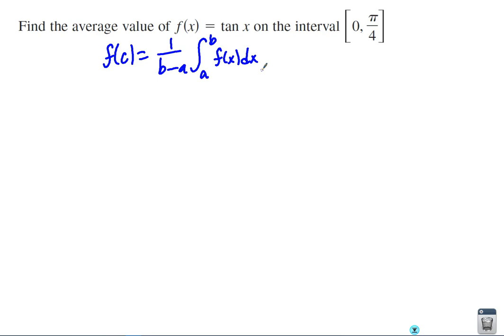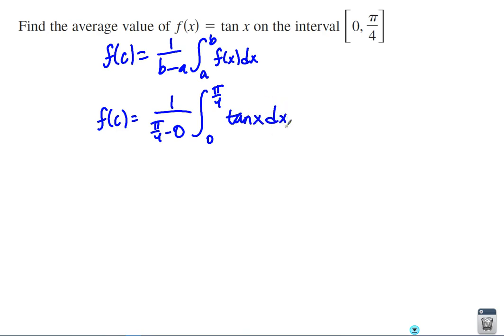So basically, I'm just going to try to find what's the average value of f of x. So what's the average value of tangent from 0 to pi over 4? So f of c is going to be 1 over pi over 4 minus 0 from 0 to pi over 4 tangent of x dx. So 1 over pi over 4.